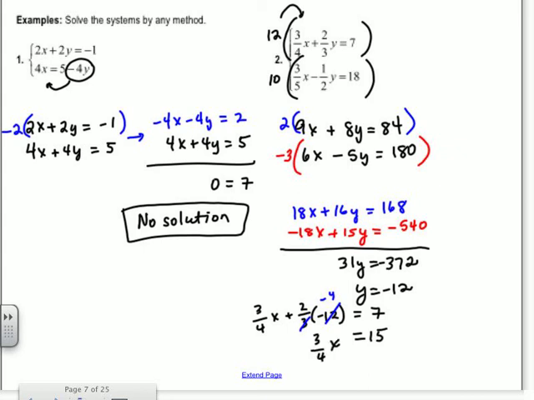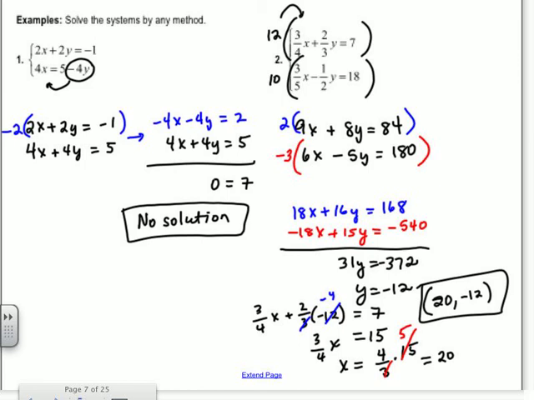How do I get rid of 3/4? Multiply by 4/3, thank you. So I get x equals 4/3 times 15. My 15 and my 3 reduce to 5. 4 times 5 is 20. So that means my new point is 20, comma, negative 12.